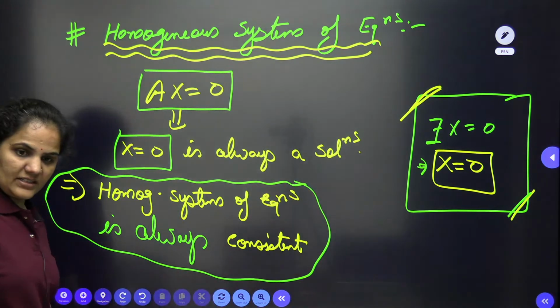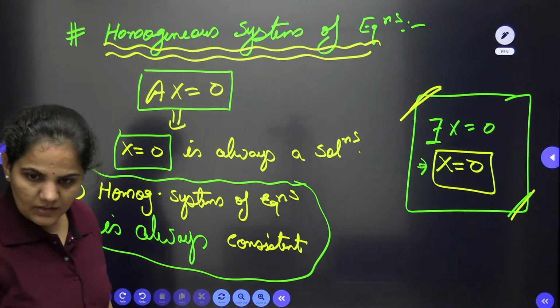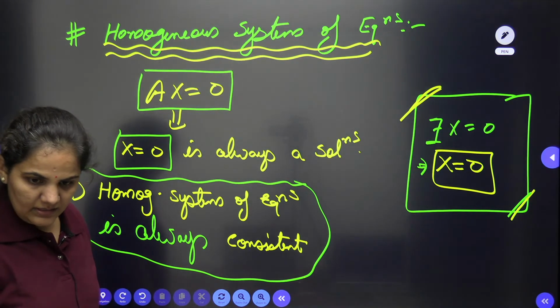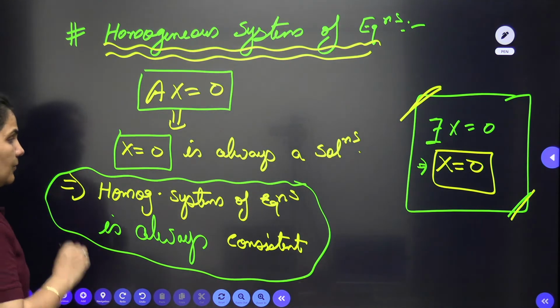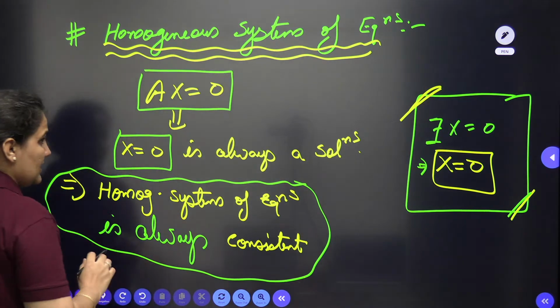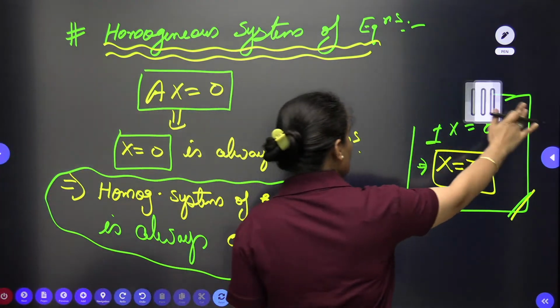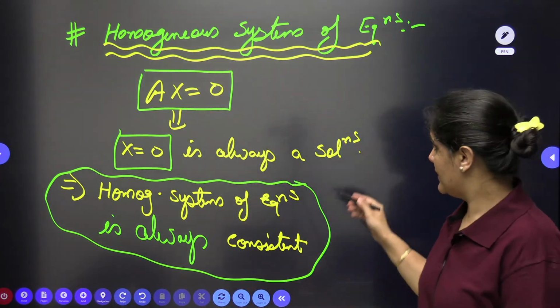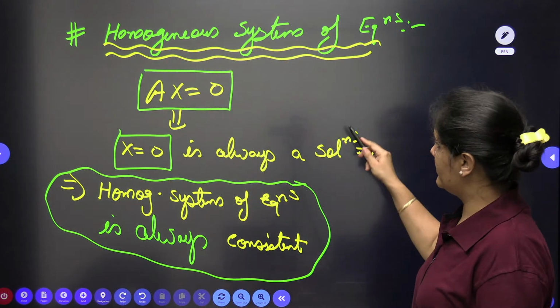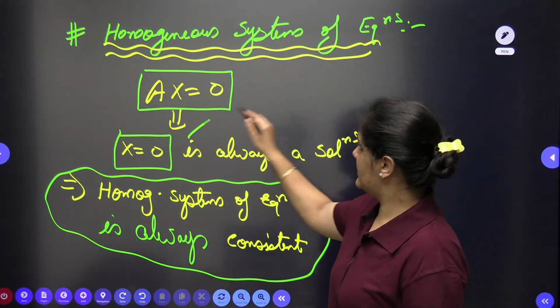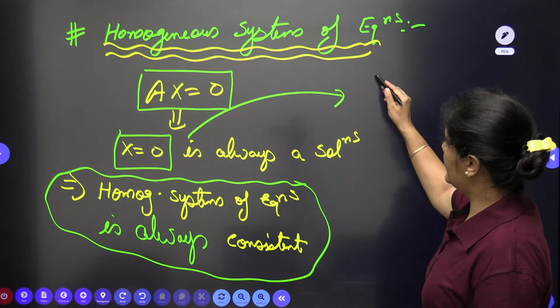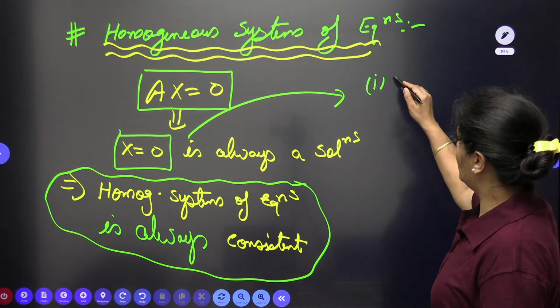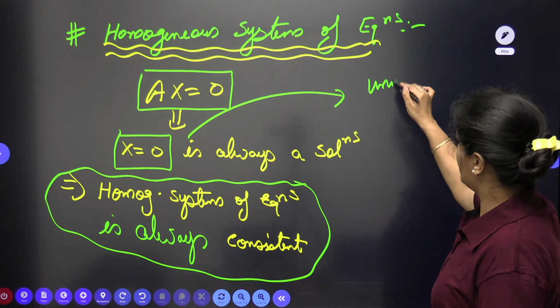This thing we can understand very easily. Yes, exactly, it is one solution. Now if I am saying that x equals 0 is a solution, bachcho, then this x equals 0, which we are saying a solution, is said to be a unique solution also.